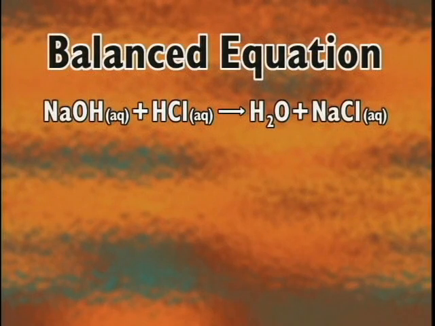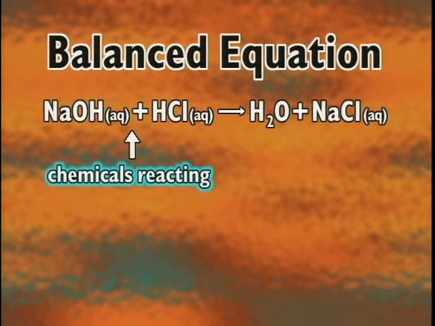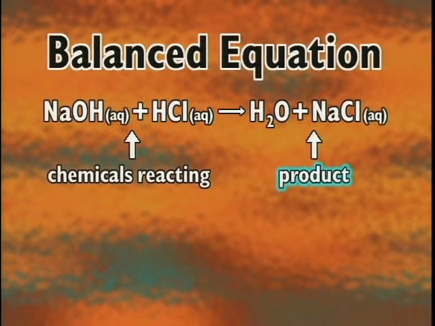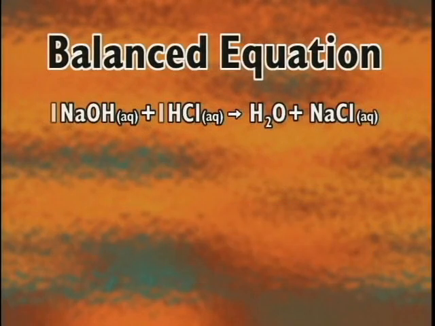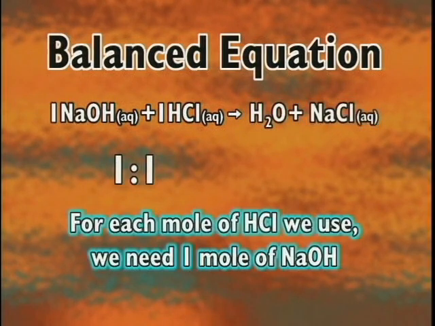The balanced equation not only shows which chemicals are reacting to form what product, it also shows what ratio of reactants, or starting stuff, you need for the reaction to go off with no reactants left unused. According to the balanced chemical equation, NaOH and HCl react in a 1-to-1 ratio to form water and sodium chloride. So for each mole of HCl we use, we need 1 mole of NaOH.